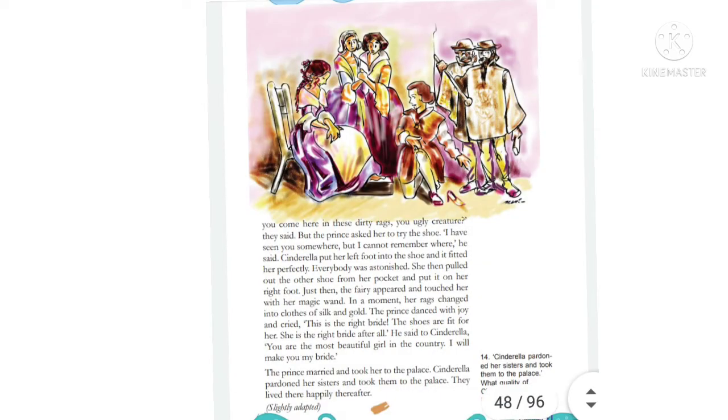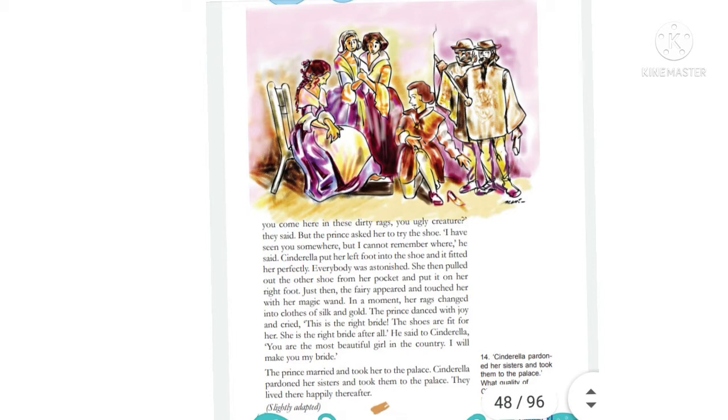Then the other sister tried the shoe. She went into her room to do so and got her toes comfortably in, but her heel was too large. Then her mother handed her the knife, saying, "Cut a piece of your heel. When you are the queen, you will never have to go on foot." So the girl cut off a piece of her heel and thrust her foot into the shoe. The prince looked at her feet and became more angry and shouted, "There's blood on your shoe. The shoe is too small, not the right bride at all."